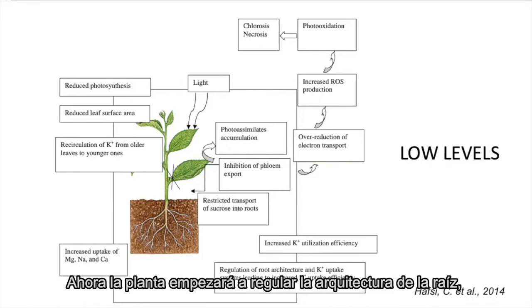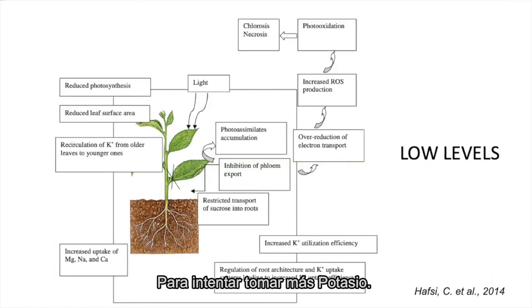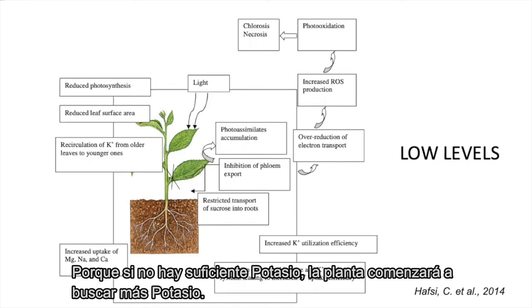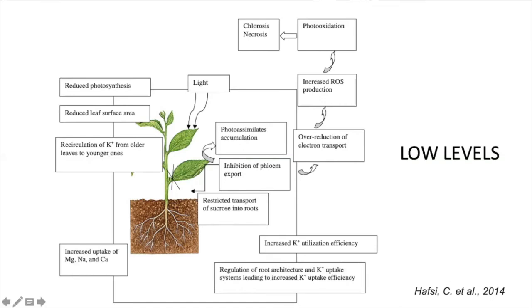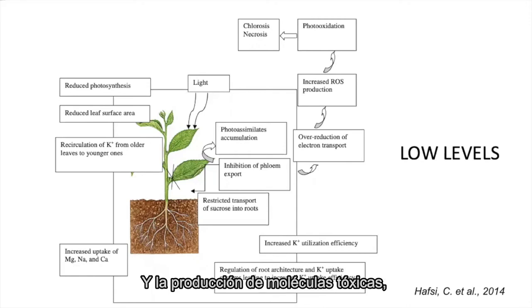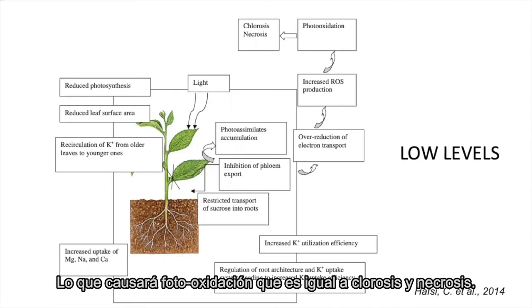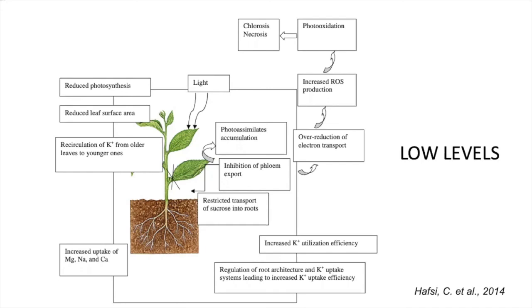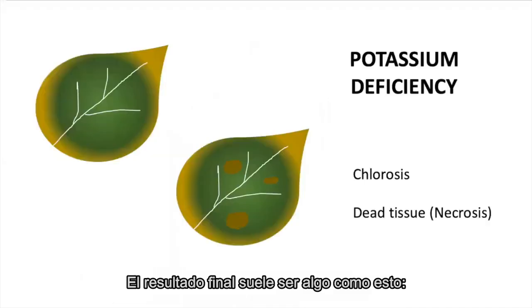Then the plant now will start to regulate the root architecture, trying to take more potassium, because there is not enough potassium, so the plant will start to look for potassium. This will cause an overreduction of electron transport and production of toxic molecules, which will cause photooxidation, equals to chlorosis and necrosis. The final result will be something like this.